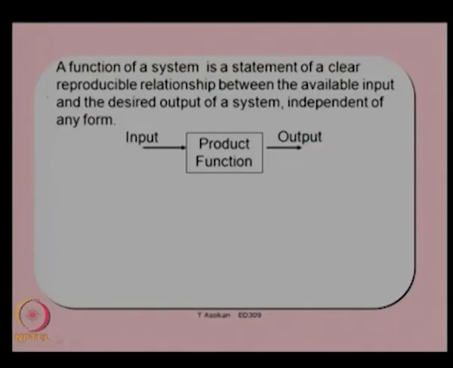So what is the function of a system? As you can see here, the function is basically a relationship between the input and output of a system. It is a statement of a clear reproducible relationship between the available inputs and the desired output of a system, independent of any form. That is very important. We do not discuss the form or the shape or the hardware through which we can obtain the function. We basically define the relationship between input and output.